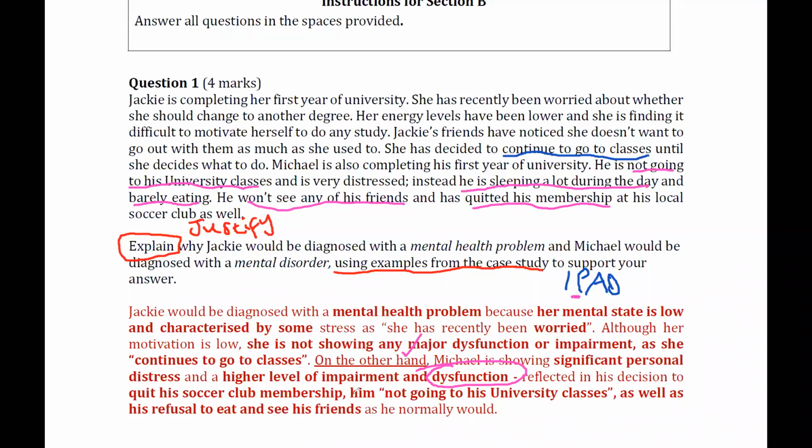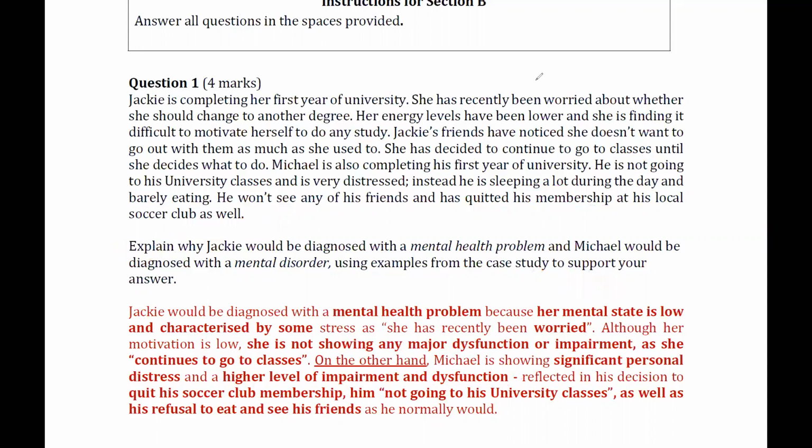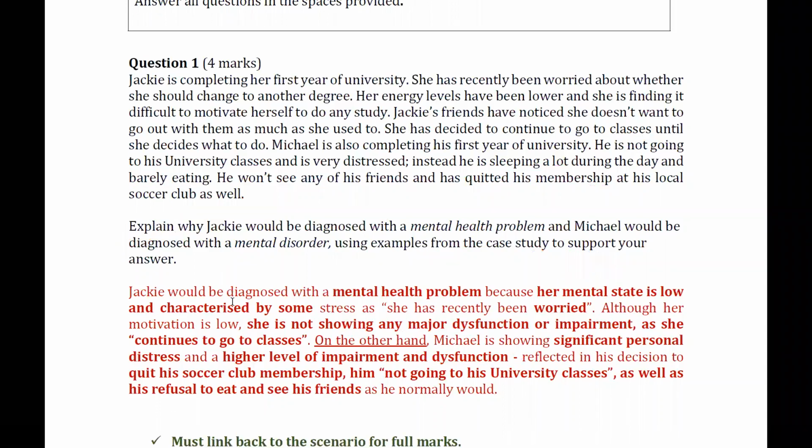You don't even have to list out 4 or 5 examples here. Even if you just said he's got a higher level of dysfunction because he is not going to his university classes and he is refusing to eat, that would have been more than enough. You don't even have to mention the other 2 there, okay? So it's just about knowing how to link back to the scenario, and that would get you 4 marks there, or something similar to that. Okay, so let's keep moving down.